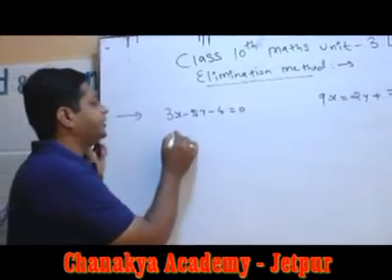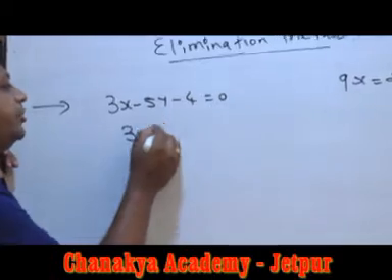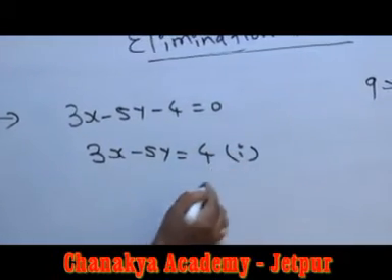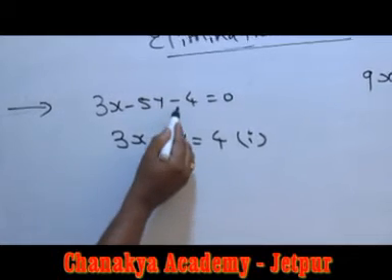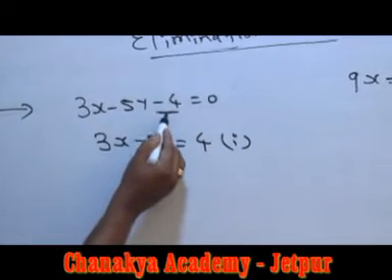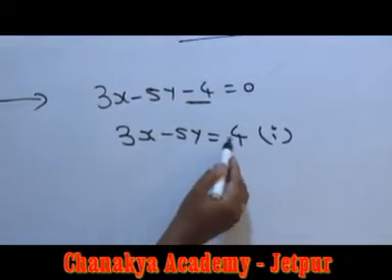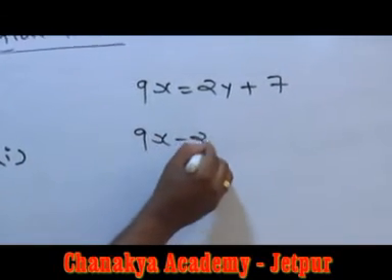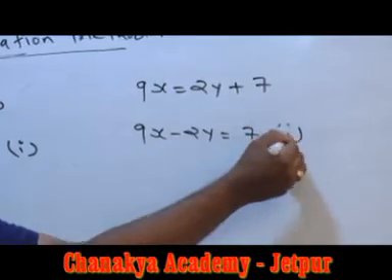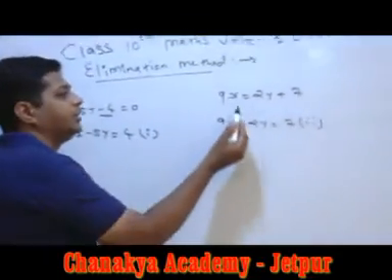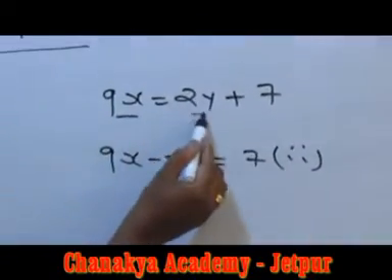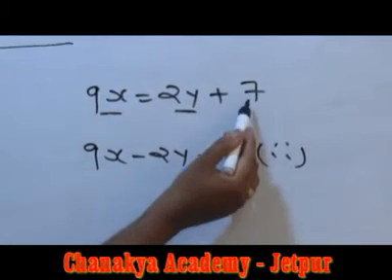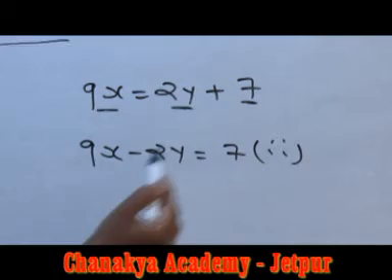Okay, taking x variable and y variable on LHS and taking constant on RHS gives us equation number 1, that is 3x minus 5y equal to, here it is minus 4, which was on LHS, we have converted on RHS, 0 plus 4 gives 4. Next 9x minus 2y equal to 7, equation number 2. Okay students, here x is already on LHS but y was on RHS, I have converted it on LHS. 9x minus 2y, 7 is already on RHS, I have rewritten it.